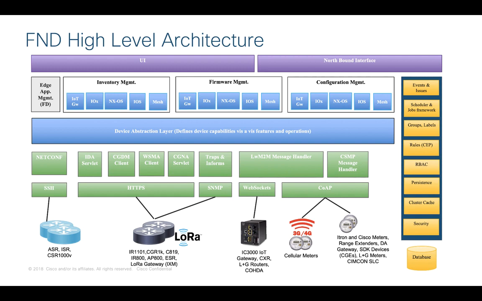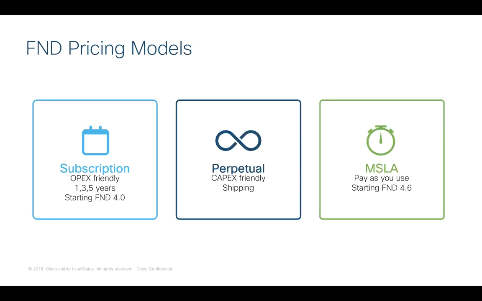FND's pricing models or licensing models. These are the options available for licensing the product today. Subscription has 1, 3, and 5 year offerings with a 7 or 10 year offering in the works. Perpetual is based on the classic licensing model. Not all PIDs are available under this model. And then MSLA is something new that was introduced in FND 4.6. It is a pay-as-you-use model.